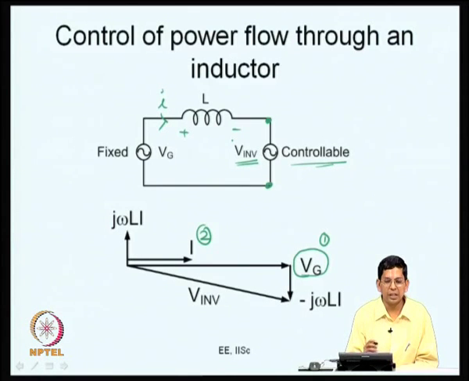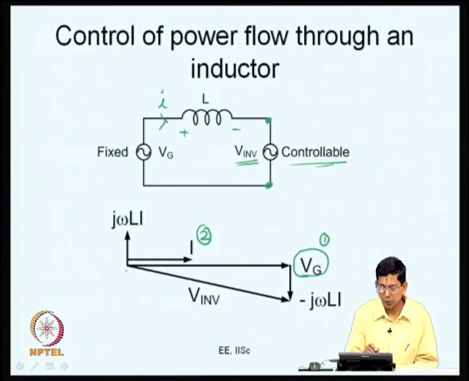The size of the inductor is usually expressed in per unit terms. What we mean is, we look at what percentage of the mains voltage is dropped by the inductor. It could typically be 10% or 15% or so. So this j omega Li could be something like 10% or 15%.